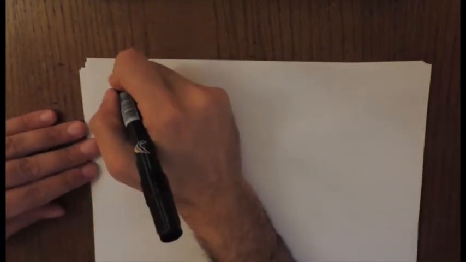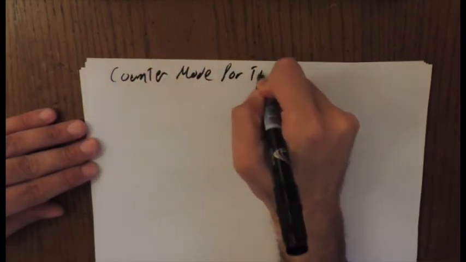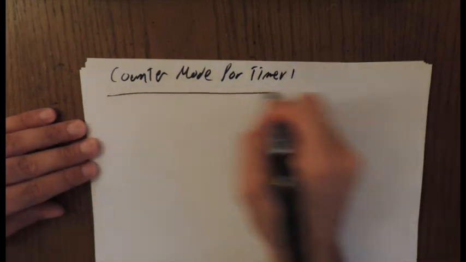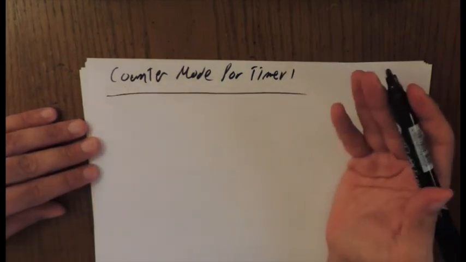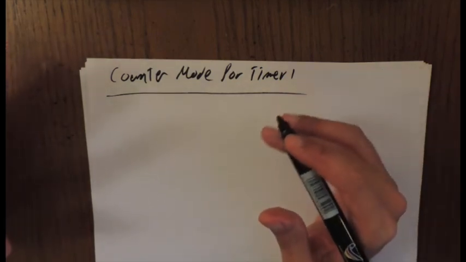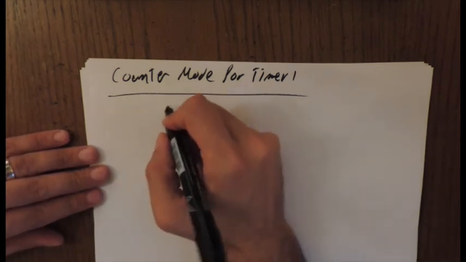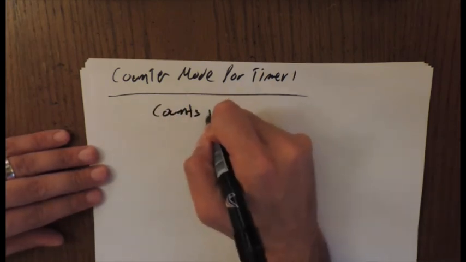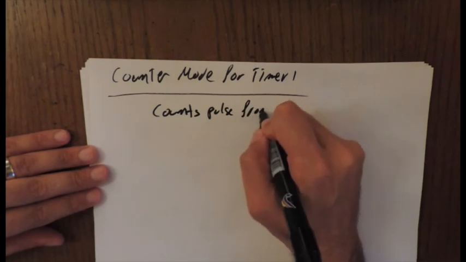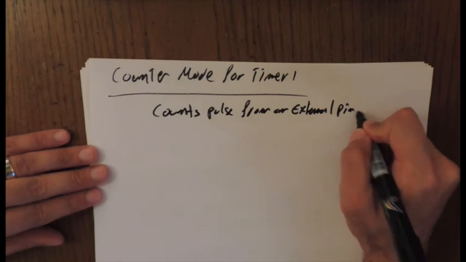Now the last topic I'm going to go through is counter mode for timer 1. In timer mode, we just load it with a value, and once it overflows, the time I wanted has expired. However, with counter mode, it counts pulses from an external pin, which is PD5.